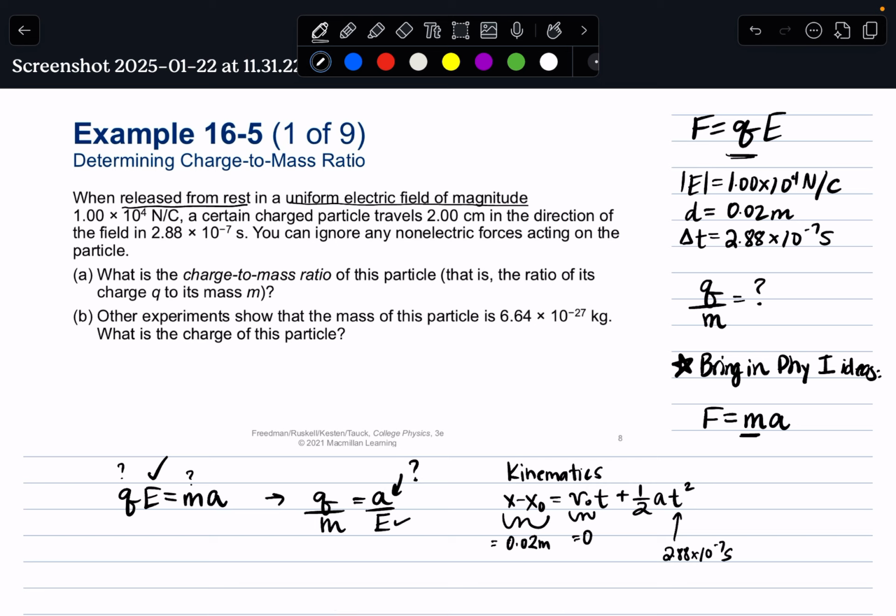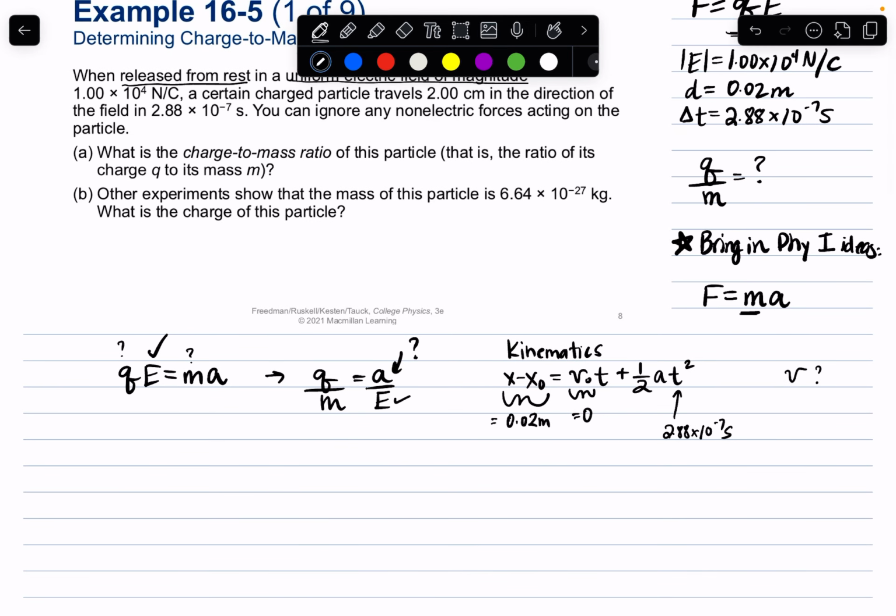The other kinematic equations had unknowns like velocity that we don't know. Basically, the other 2 have velocity in them, and we don't know the final velocity. We weren't told that. So we want to stick with the kinematic equation where we have all the knowns and only one unknown. So we're going to solve for a now.